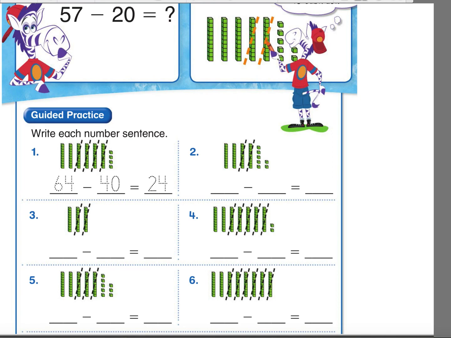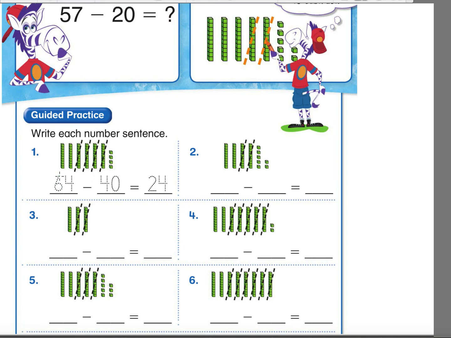Let's see what they did with number 1, just so we know what we're doing. And then you're going to try the next one on your own. Okay, so first what they did was they counted all of these 10 rods or 10 sticks all together. They count this huge number all together. And that's where they got the 64. So watch, you have 10, 20, 30, 40, 50, 60, 61, 62, 63, 64.